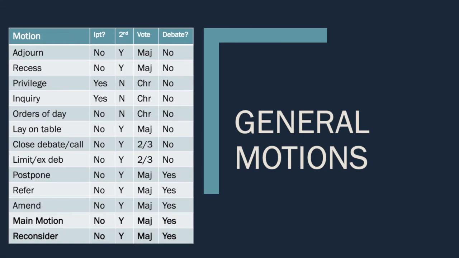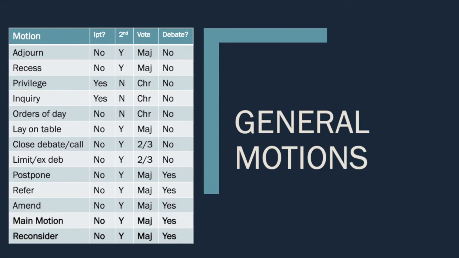You can see in this chart that some of these motions you can interrupt, but most of them you cannot. Some require a second, like especially the main motion, which we talked about. Most of these require a second, but some do not. Some require different voting percentages in order to pass, and some are debatable while some are not debatable. If it's not debatable, that means as soon as you make the motion, it gets ruled on or voted on without any debate.